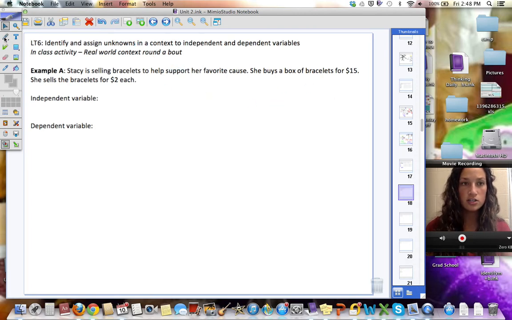Right, so this is learning target 6 for unit 2. Identify and assign unknowns in a context to independent and dependent variables, or just variable 1, variable 2.